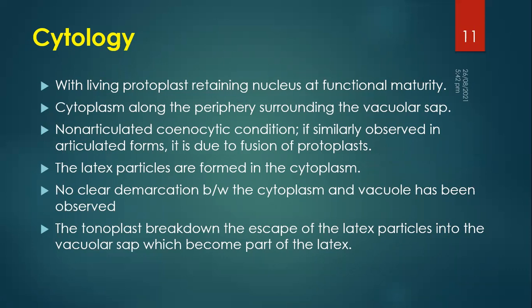The tonoplast breaks down, and the latex particles escape into the vacuolar sac, becoming part of the latex. However, it means that no specific demarcation or specific type of membrane has been observed between the cytoplasm and the vacuoles. That's why the laticifers of various species are difficult to identify.